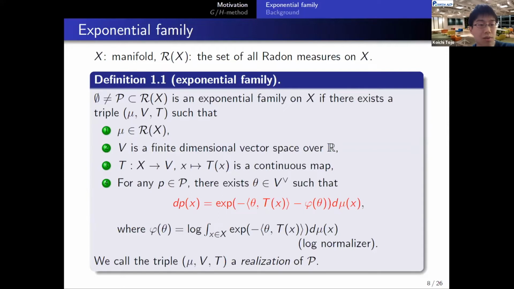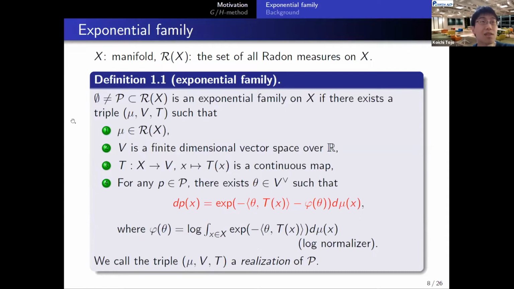Here is our definition of exponential family. We modified the well-known definition in the field of statistics for convenience to representation theory. Roughly speaking, an exponential family is a family of distributions having this exponential form.